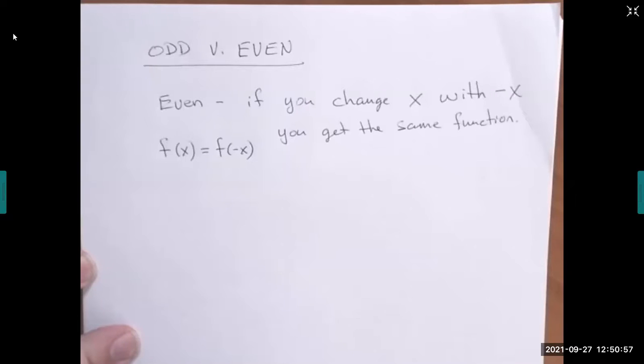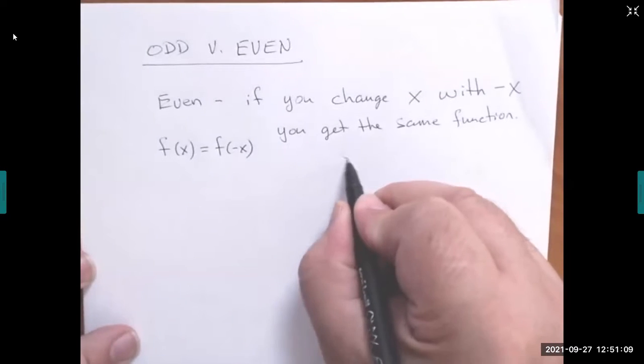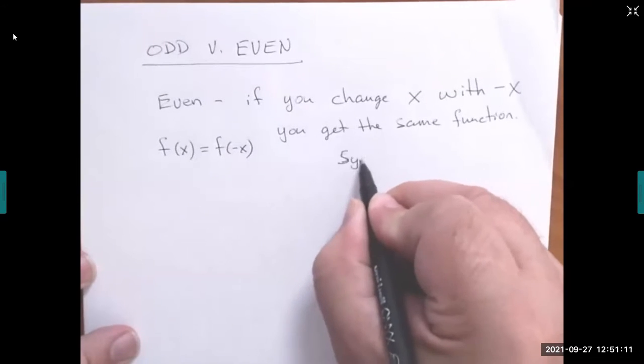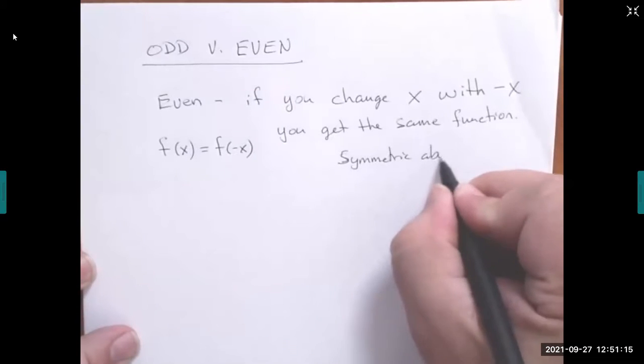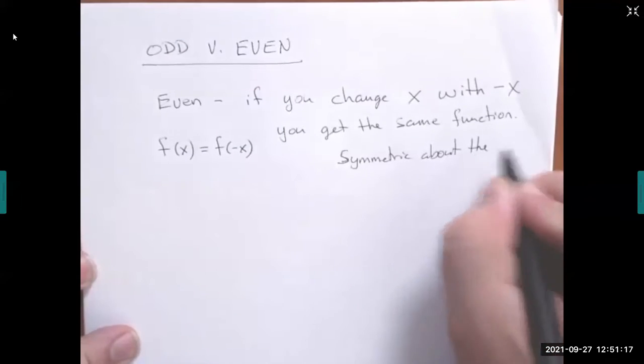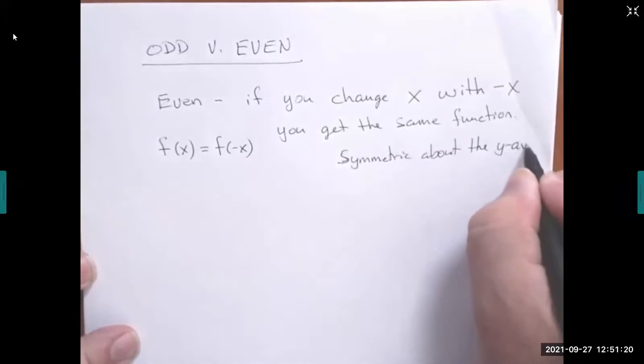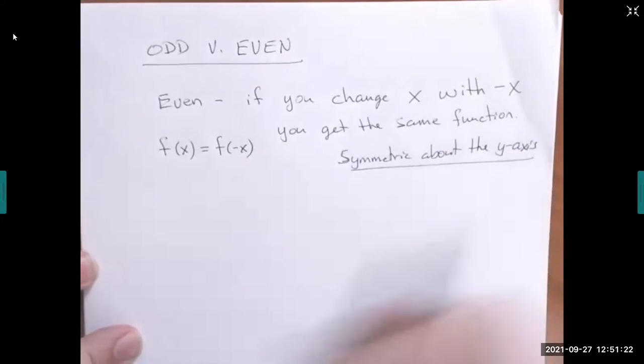Have we seen something like this already? Where? Today. Very good. Excellent. Yes. An even function is symmetric about the y-axis. And you'll see this is a lot easier than what we've been doing.